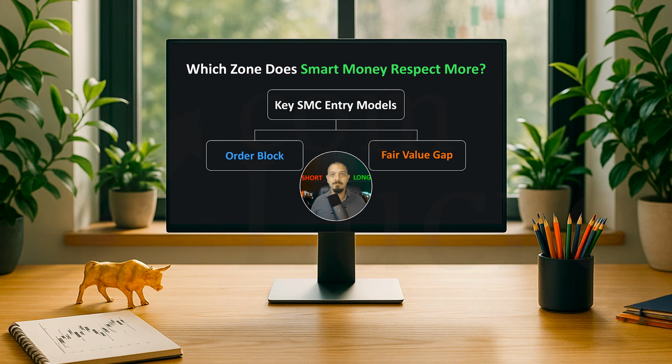The real challenge is understanding which fair value gap carries higher probability and why price reacts to one zone while completely bypassing another. To make this clearer, I'm going to show a short clip that illustrates how price interacts with fair value gaps across multiple time frames, and how market structure and liquidity guide better entry selection. This clip reinforces the logic behind the trading plan we just mapped out, and shows how the same principles repeat consistently across different market conditions. Let's take a look.